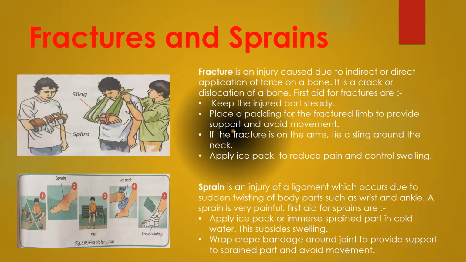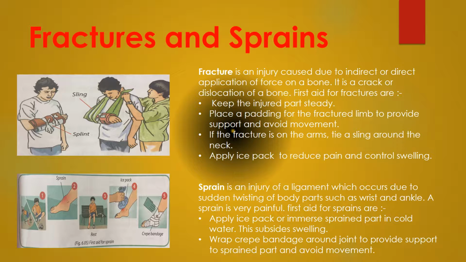Fracture and sprains. Fracture is an injury caused due to indirect or direct application of force on a bone. It is a crack or dislocation of a bone. First aid for fractures are keep the injured part steady. Place a padding for the fractured limb to provide support and avoid movement. If the fracture is on the arms, tie a sling around the neck. Apply ice pack to reduce pain and control swelling.